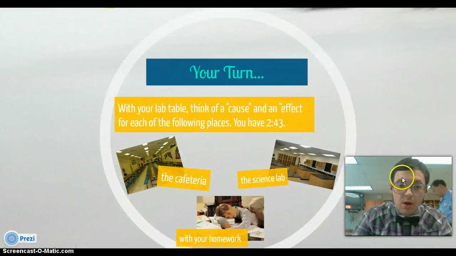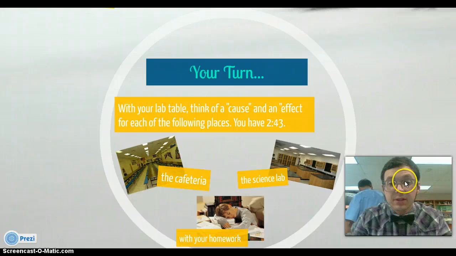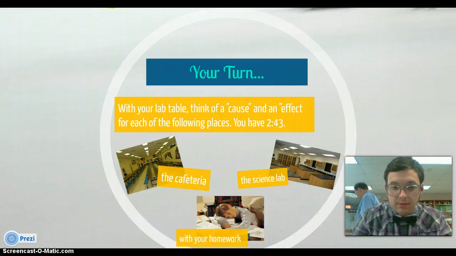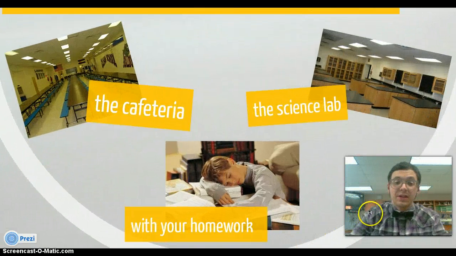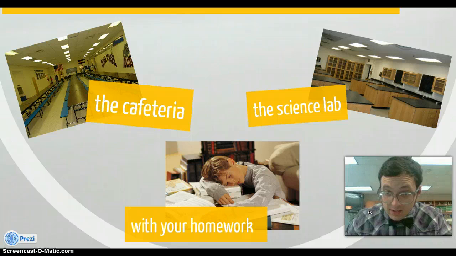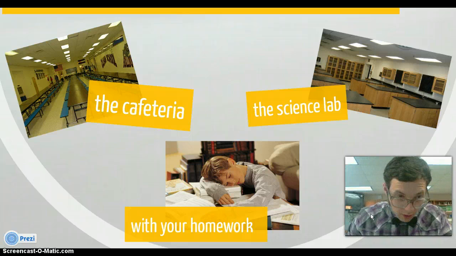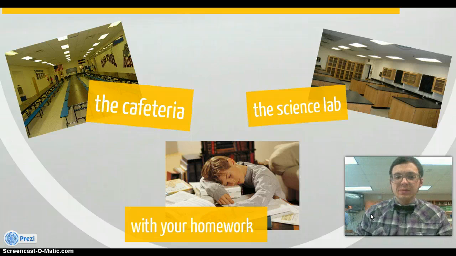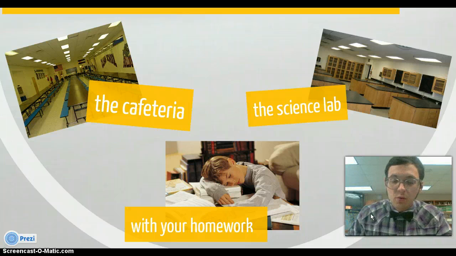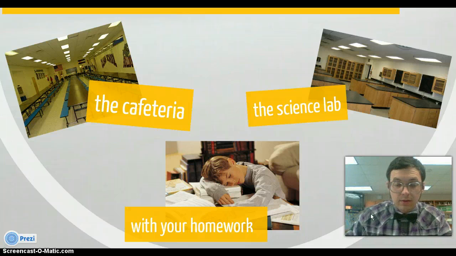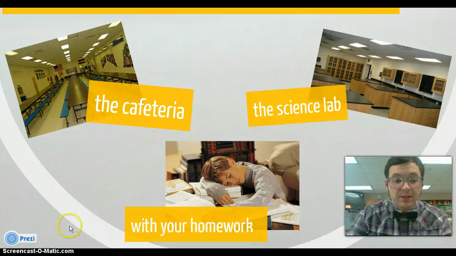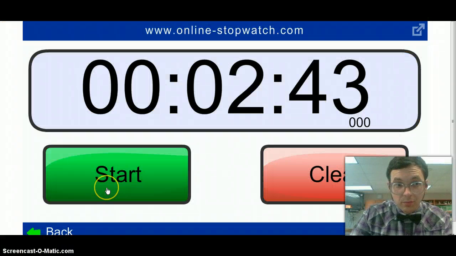Now it's your turn. With your lab table, I want you to think of a cause and an effect for each of the following places. You have 2 minutes and 43 seconds. The places are the cafeteria, the science lab, and with your homework. Try to be the group that comes up with the best cause and effect. We'll share them here in a bit. I'm going to put 2 minutes and 33 seconds on the clock, and then the time is yours. All right, you may begin.